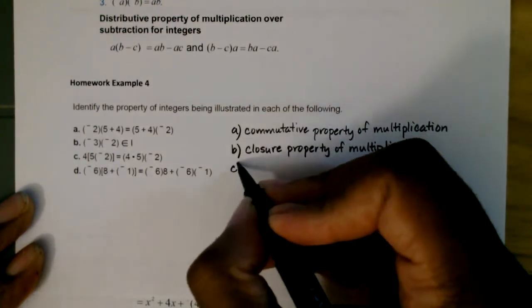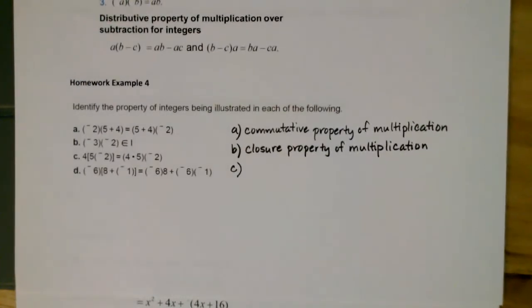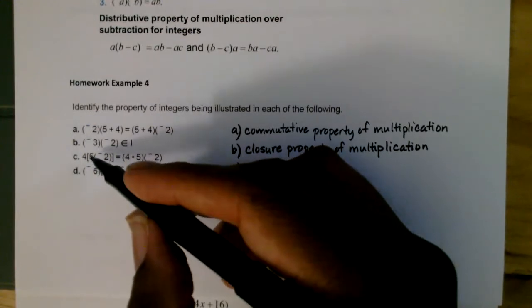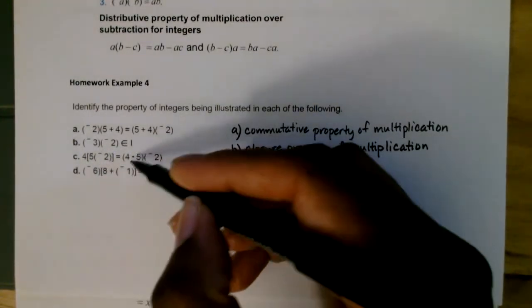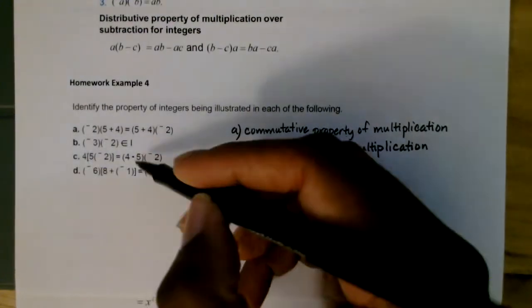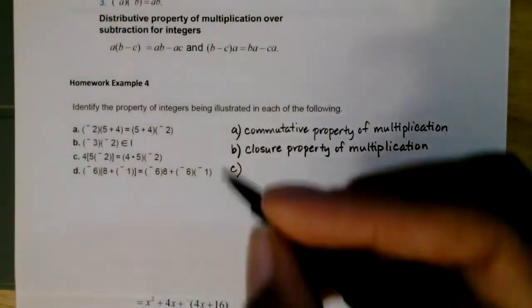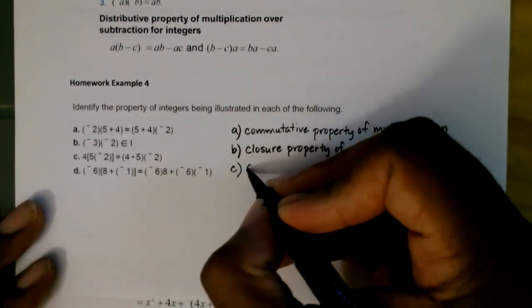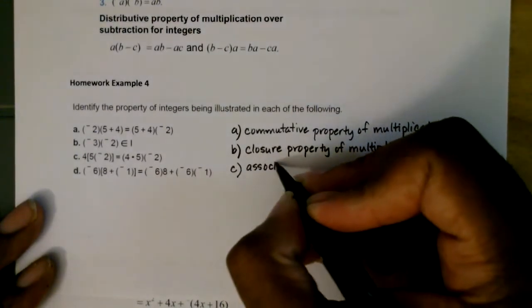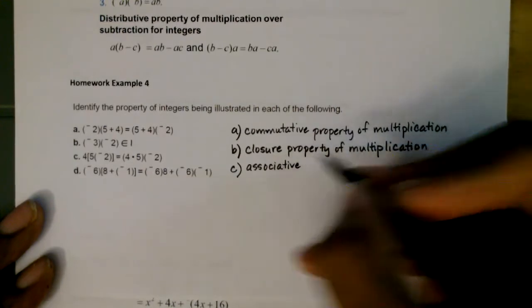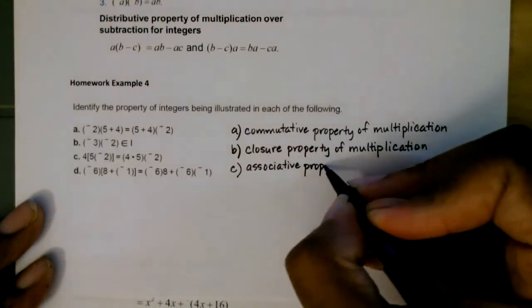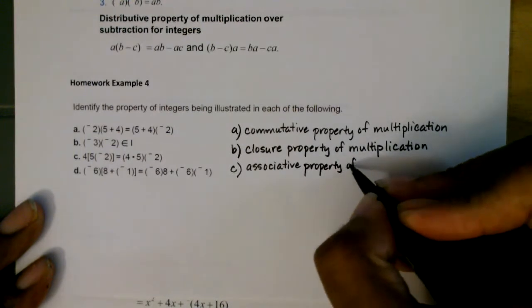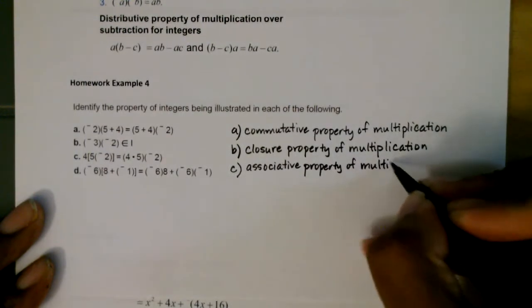Okay. Now part C, 4 times 5 times -2 is equal to 4 times 5 in parentheses times -2. Notice that 5 times -2 is in the bracket, and then we got 4 times that. The grouping has changed, but we're still going to get the same answer. So this represents the associative property of multiplication.